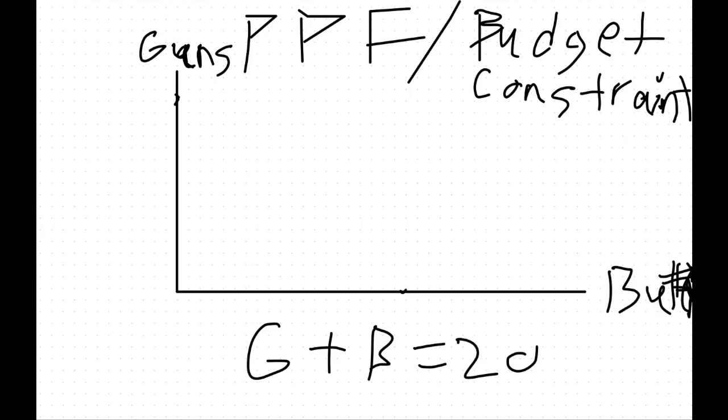So you have that. Like I mentioned, this is called a PPF when you're talking about an economy. When you're talking about a particular person, it's called a budget constraint.